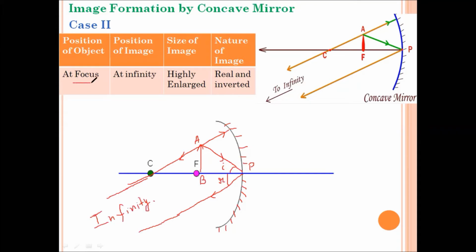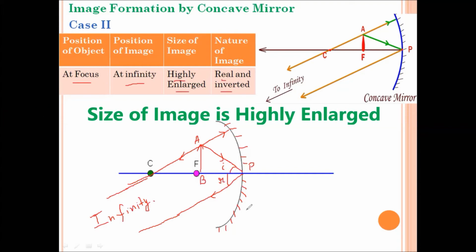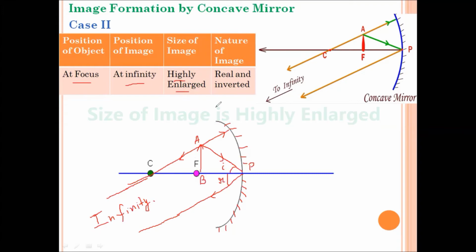Position of object is at focus. Position of image is formed at infinity. Since these two are parallel rays, parallel rays will meet at infinity. And the nature is real and inverted.